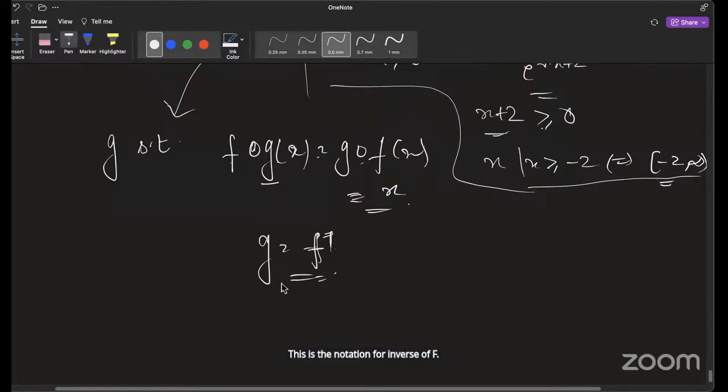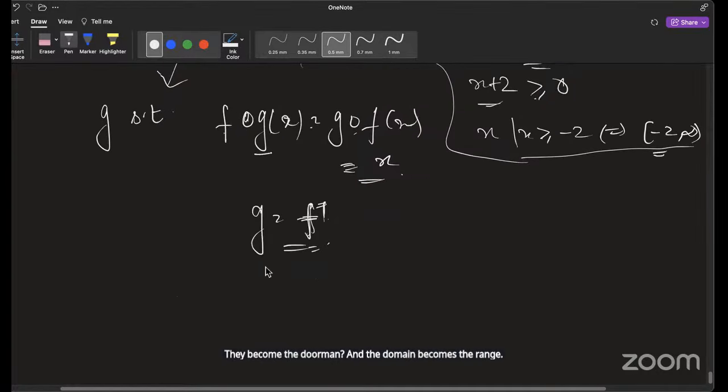So in the case of inverse, the range and domain get interchanged. The range becomes the domain, and the domain becomes the range. This is the definition of the inverse of a function.